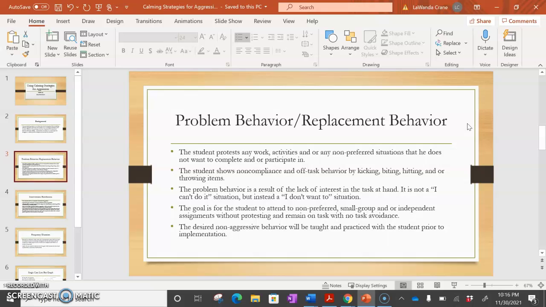The goal is for the student to attend to non-preferred small group and or independent assignments without protesting and remain on task with no task avoidance. The desired non-aggressive behavior will be taught and practiced with the student prior to implementation.